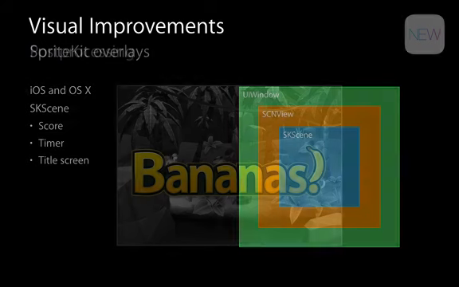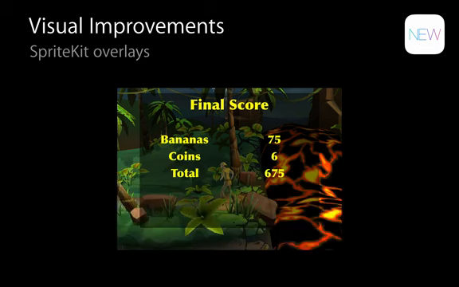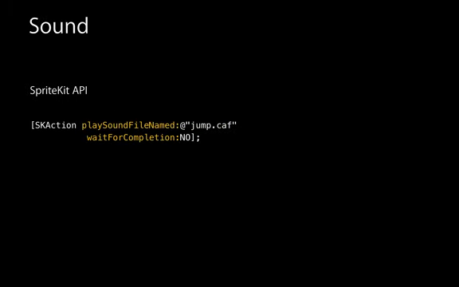We also use SpriteKit overlays. SpriteKit overlays are really nice because they are cross-platform. They work on iOS and OS X, and they let you build UIs that work everywhere. In Bananas, we use that to display a simple UI that shows you the final score, and when you're playing, it shows you the current time and your score. And finally, we use an SKAction to play sound in the game. So as you saw, we have a soundtrack as well as sound effects.